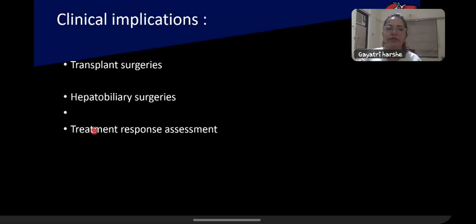What is the importance of CT volumetry? It is not just for the transplant surgeries, it is also for the hepatobiliary surgeries, where it can be HCC, it can be cholangiocarcinoma, or it can be just benign tumors which are larger in size and they need resection. So in those cases also, CT volumetry is used. Then the treatment response. How is the treatment response? So volume reduction in the disease can be seen.